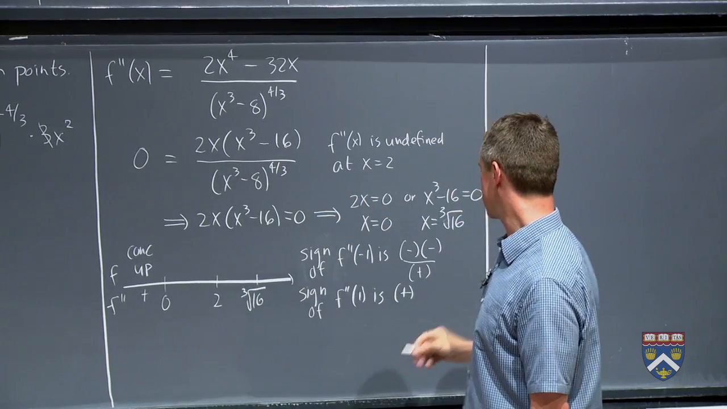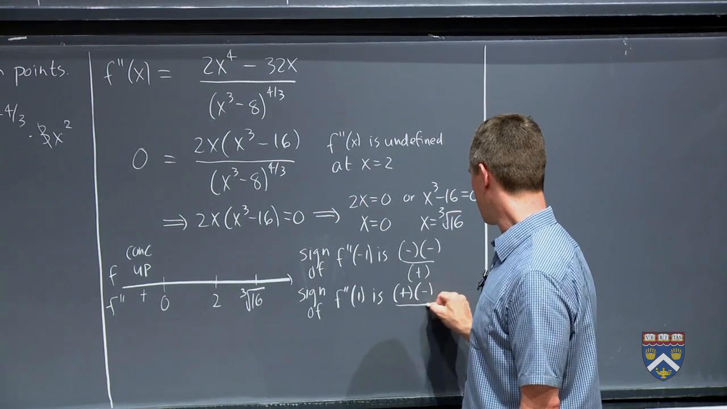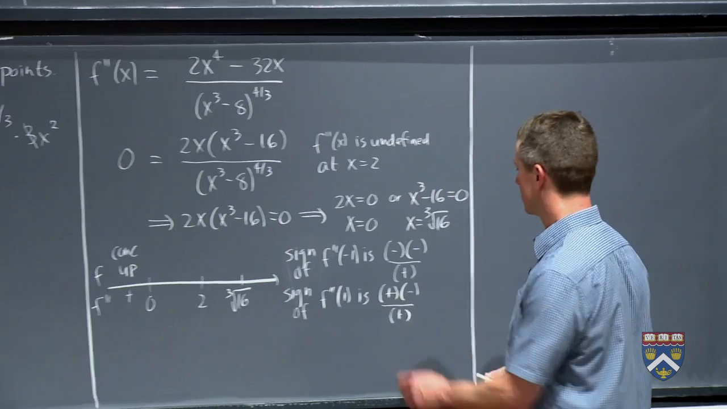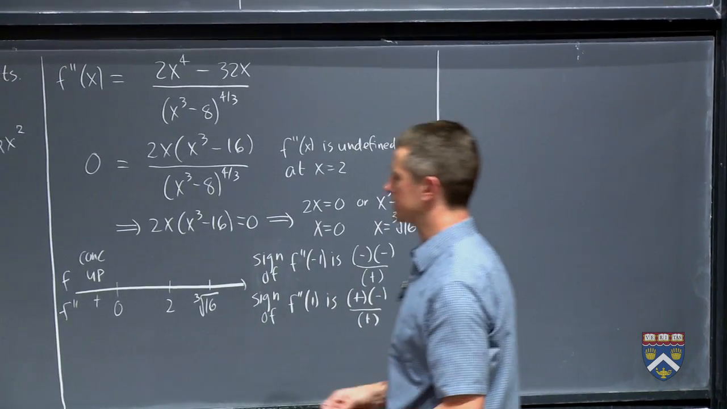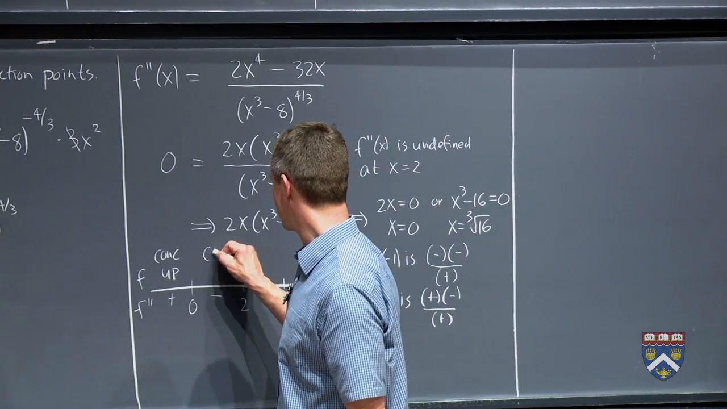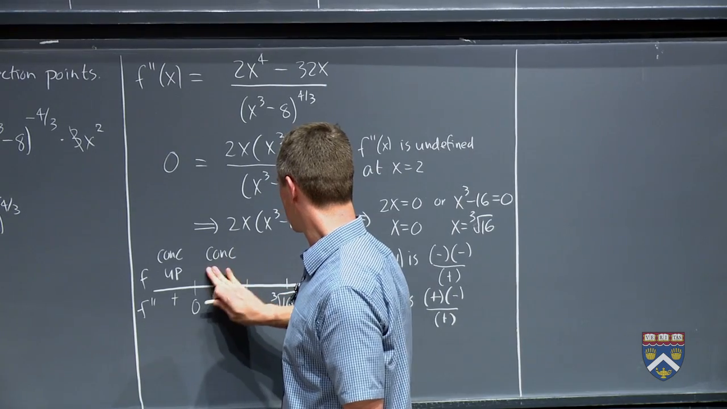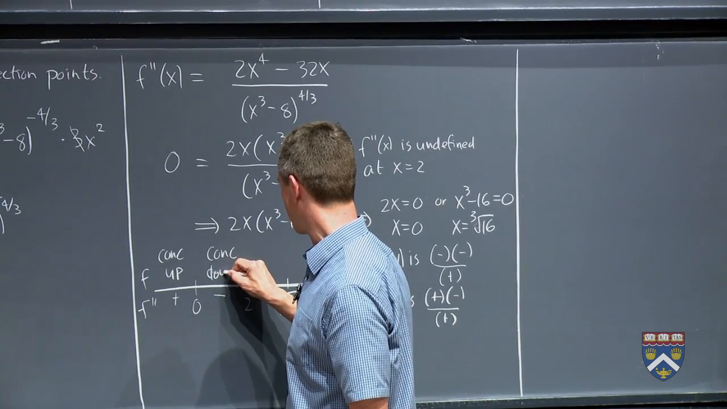One cubed minus 16 is negative. The denominator is always positive, so we get a negative over a positive, which is a negative. So we did find an inflection point at 0 because we changed concavity there.